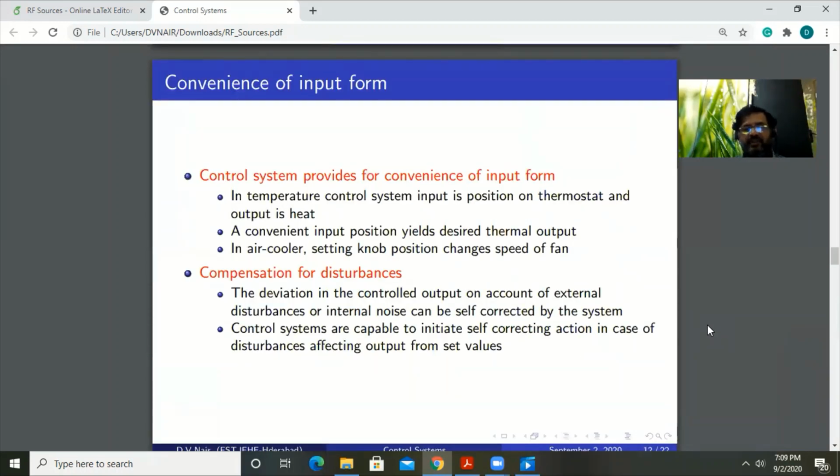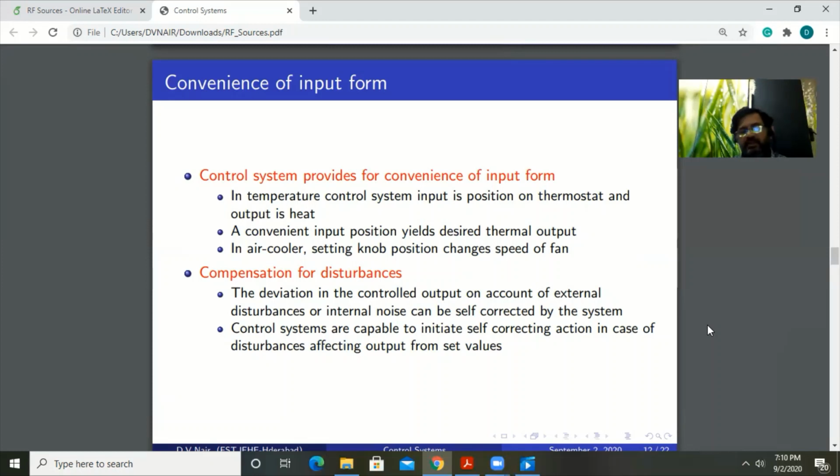And when it comes to convenience of input form, we said how an air cooler, a geyser, all these allow us to simply set the position of the respective thermostat switches of the system, and those switch positions accordingly decide the new output level. It can be the heat that is required in the case of a geyser, or the coolness that is required in the case of an air conditioner. So all that we can achieve by simply setting some very convenient way of giving settings to the input side of the system.